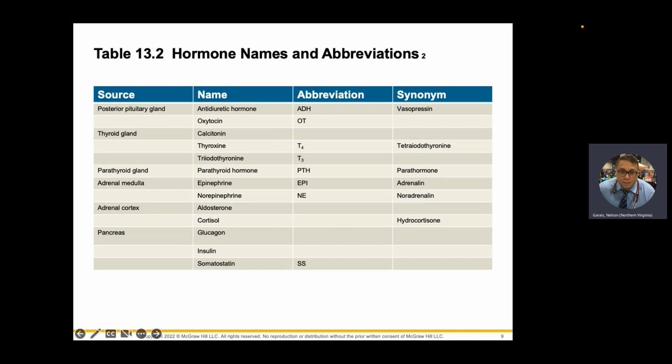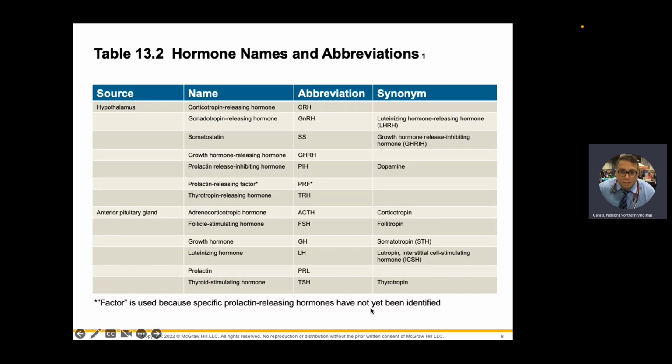But if you look at the list in the anterior pituitary, there's a whole bunch more. And the pituitary is known as the master gland because you can see that it releases a whole bunch of hormones in both the anterior portion and the posterior portion. Now let's look at the anterior pituitary gland.